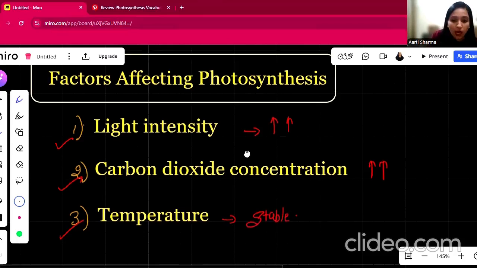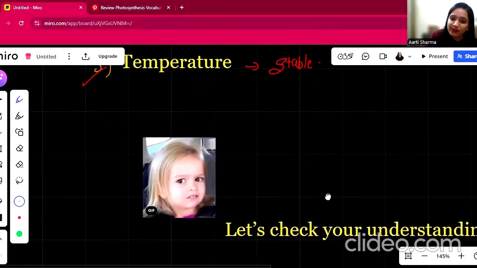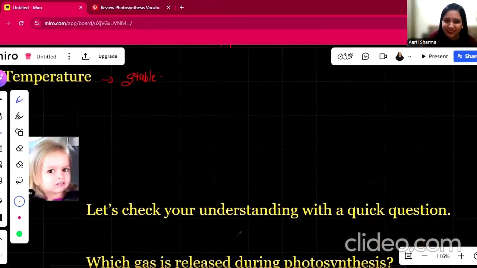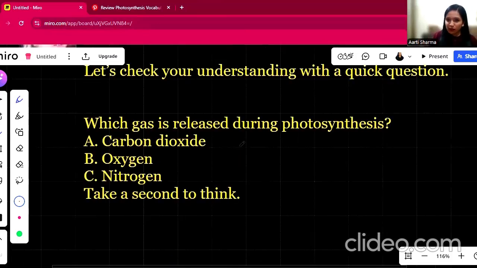Got it? So now let's check your understanding with a quick question. Here is one question for you. Which gas is released during photosynthesis? Carbon dioxide, oxygen, nitrogen? Just take a second to think. Yes, that's oxygen. Wonderful job, guys. Yes, absolutely right. So I hope you all are clear with this photosynthesis part.